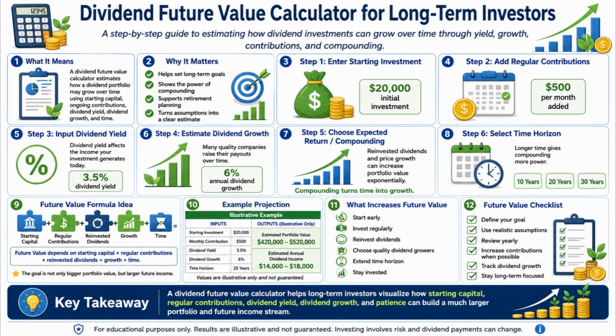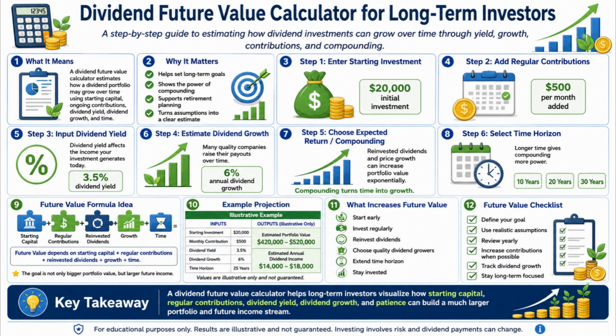In addition, the fourth step is to estimate dividend growth. Many strong dividend companies increase their payouts over time, and that growth can significantly improve future results. For example, if dividend income grows at 6% annually, then the portfolio may produce larger and larger income streams as the years pass. So, dividend growth is an essential part of long-term wealth building.